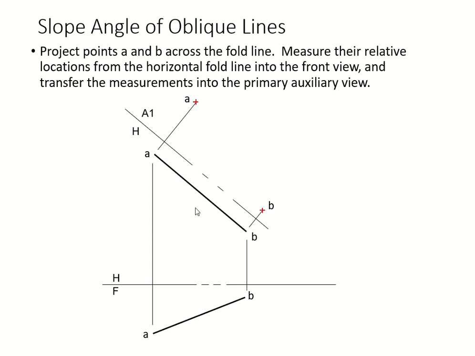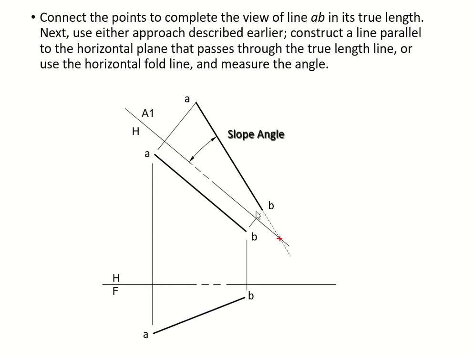What distance am I keeping? The first fold line. So from here to here, and then here to here. Don't forget the front view and then the top view. Connect the points A and B. Now here is your second fold line, which is parallel to your AB.